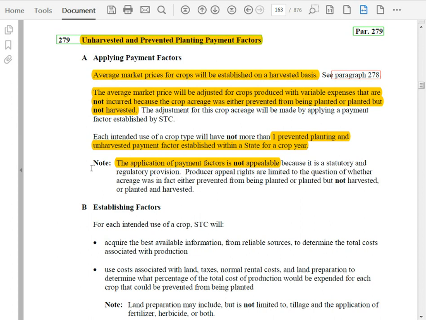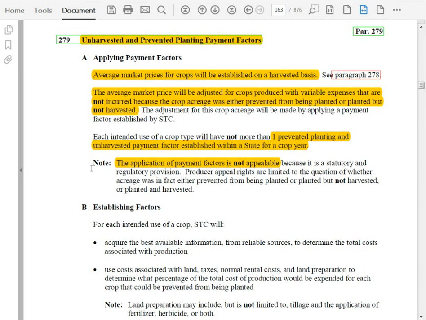Payment factors are set for the state, and each intended use of a crop is going to have only a single prevented planting factor or a single unharvested factor. Those factors should be the same for the entire state.